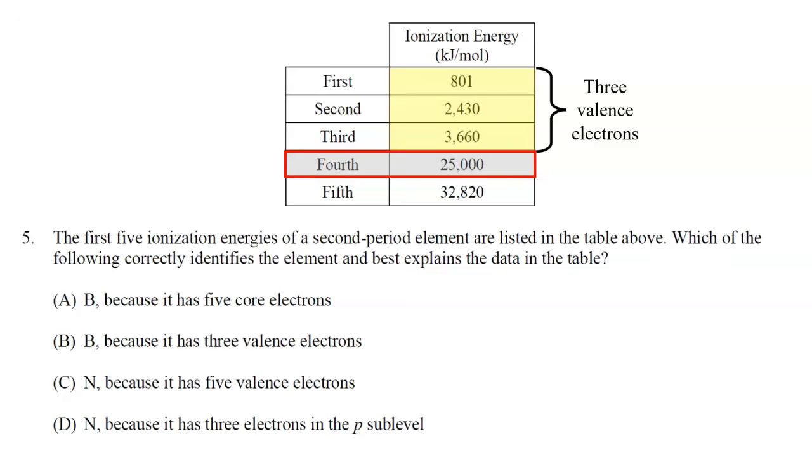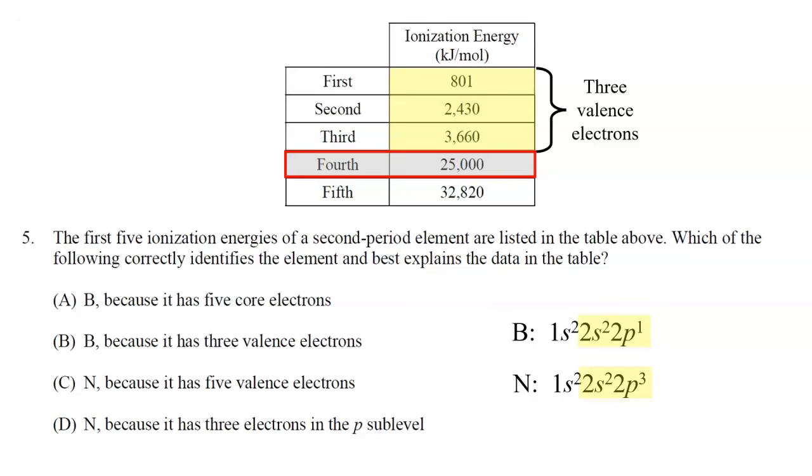Now let's take a look at the electron configuration for boron and nitrogen. So for boron, it's 1s2, 2s2, 2p1. So as you can see, we have 3 valence electrons for boron. And for nitrogen, it's 1s2, 2s2, 2p3. We have a total of 5 valence electrons for nitrogen.